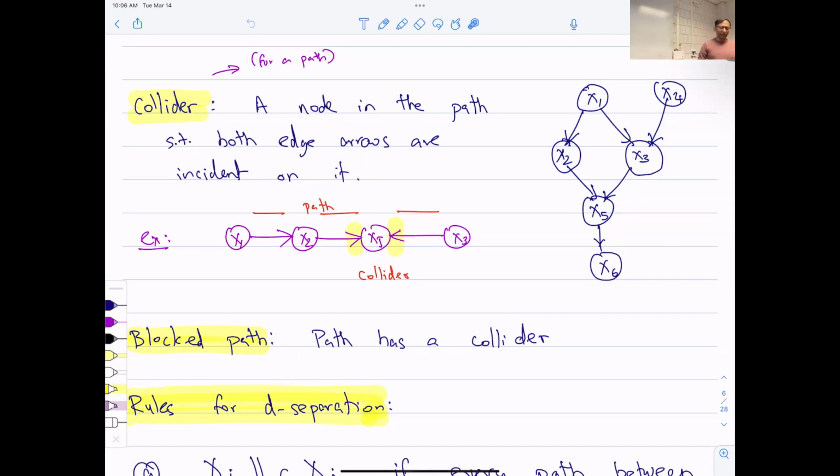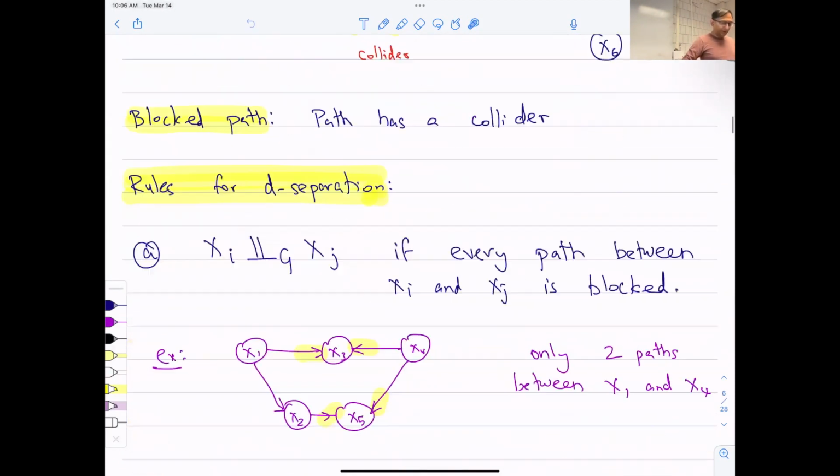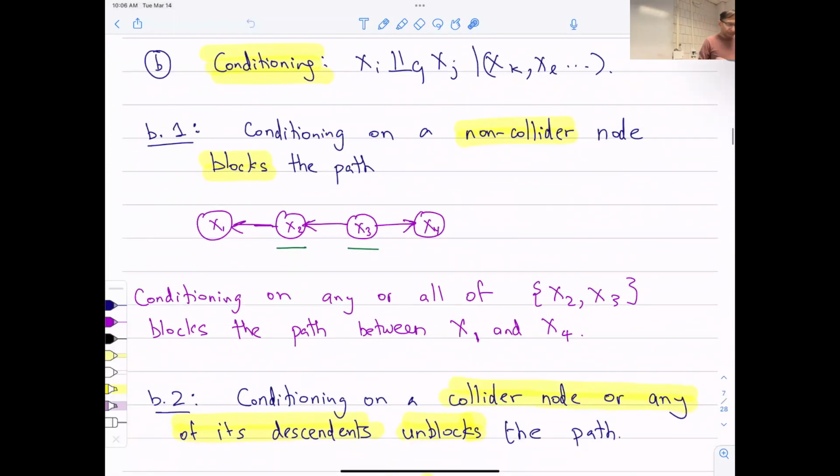Now we need to reason about blocking of paths when conditioning also happens. Going back to the same example, let's look at this particular path between x1 and x4. There are no colliders on this path, so by default there is no blocking. But if I condition on any node that is not a collider, that is said to block the path. If there are multiple nodes which are conditioned, nothing changes; it's still blocked. So conditioning on a non-collider blocks the path.